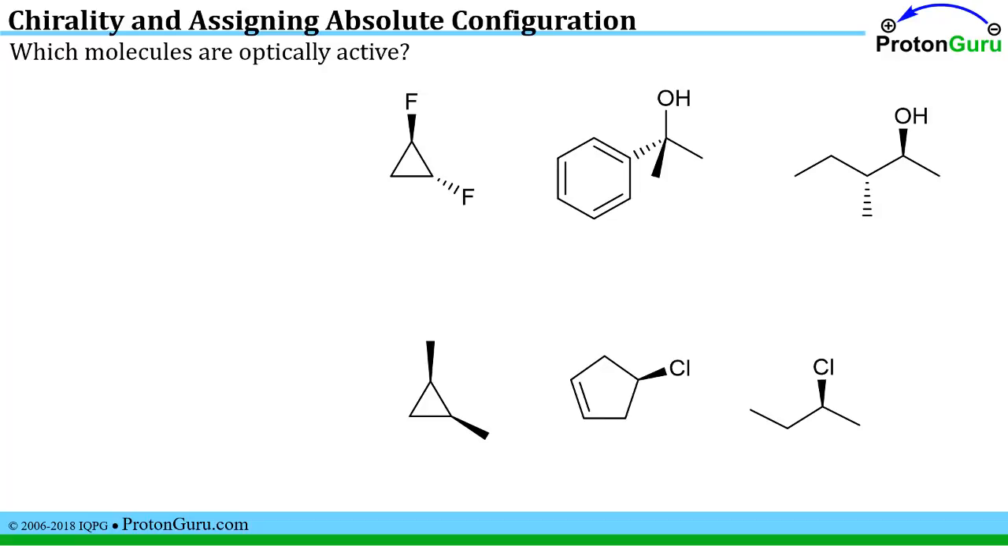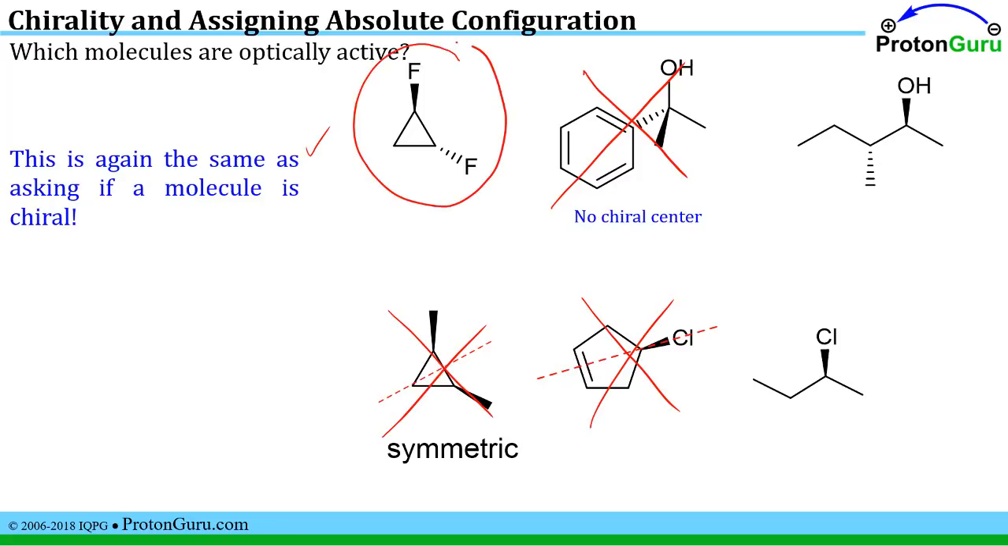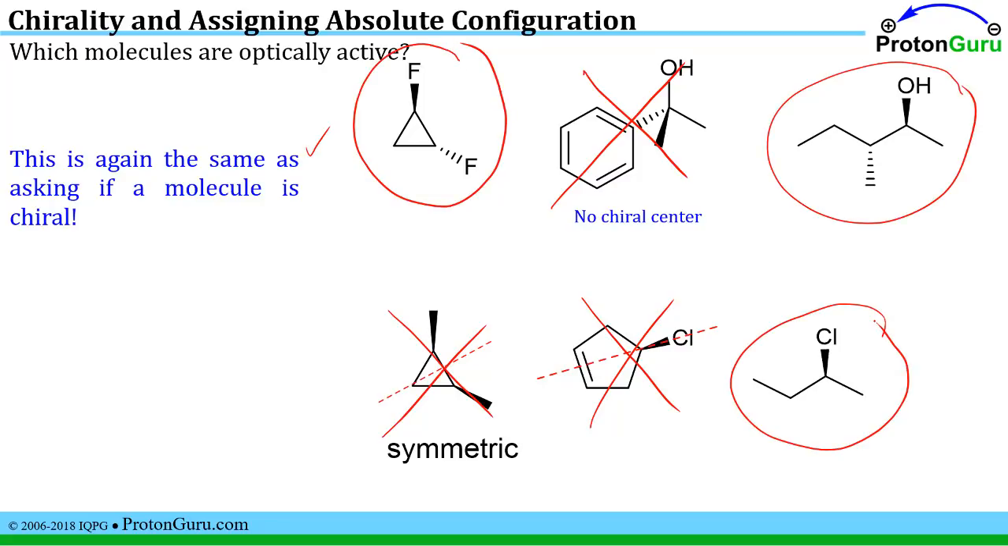The next question shows us the same molecules and asks which molecules are optically active. Well, this is almost a trick question in this context because optically active means that they rotate plane polarized light, so this is really asking the same question we just addressed. Again, another way to ask if something's chiral. So this is not going to be optically active, neither are the symmetric molecules. So the ones that are optically active will be the same ones that we just identified as being those that rotate plane polarized light, those which are chiral.